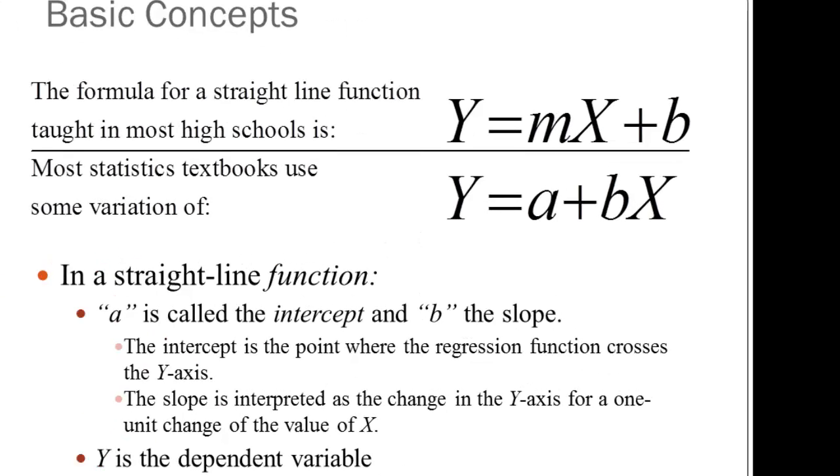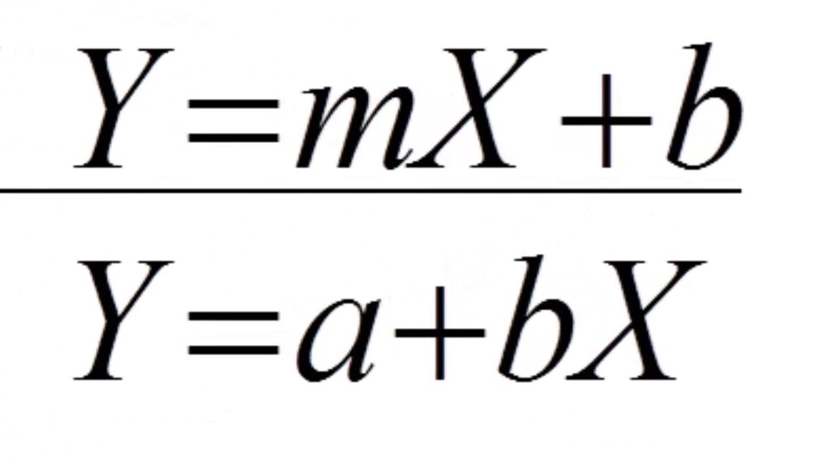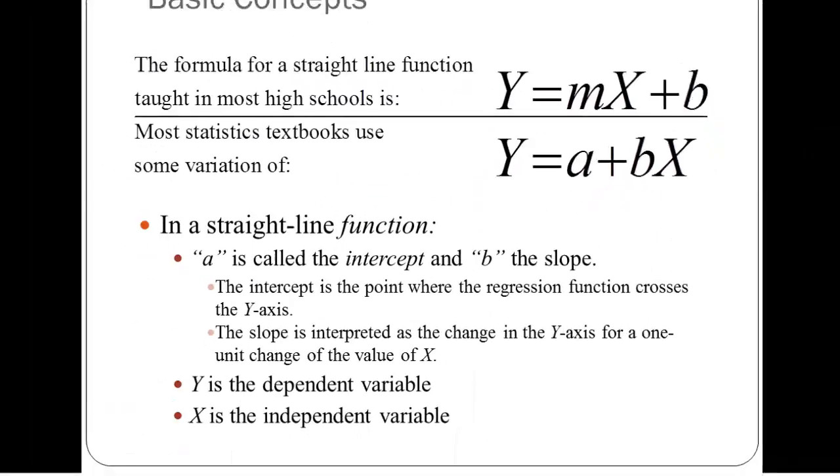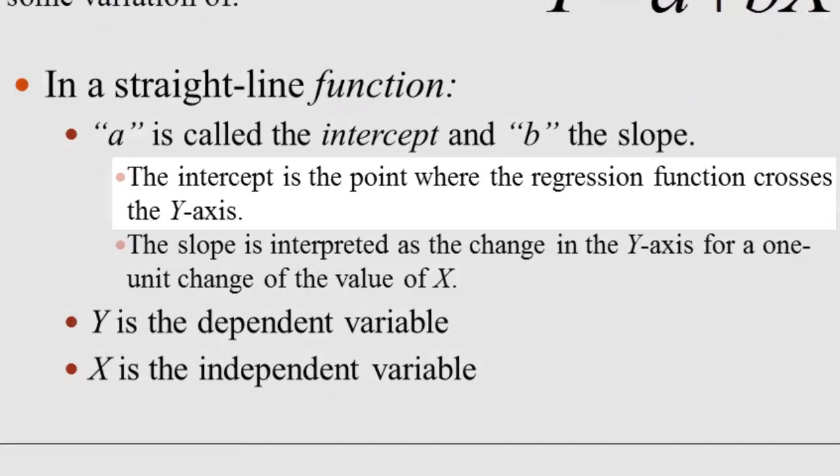You've probably been exposed to the formula y equals mx plus b. It's taught in most schools, and it's an example of a mathematical function for a straight line. In statistics, we often label this as y equals a plus bx. The a and the b have different functions in this analysis, and the y and x are our variables. The a is called the intercept and b the slope.